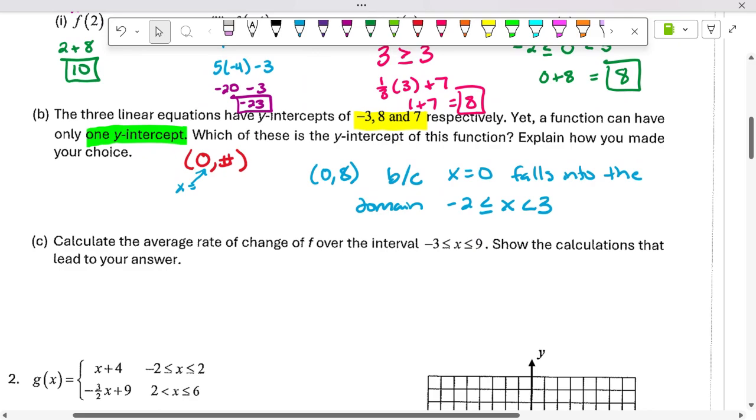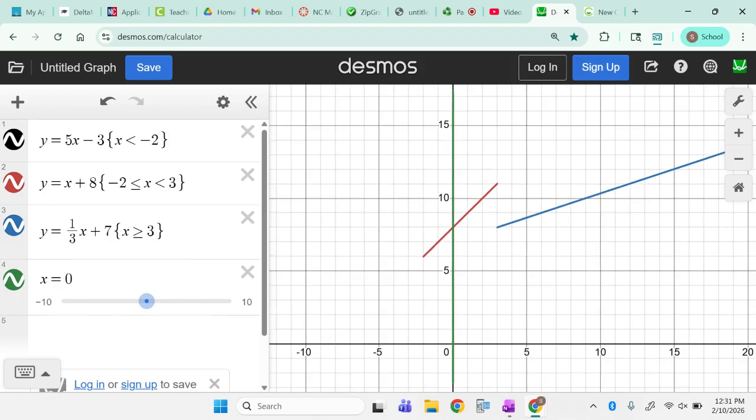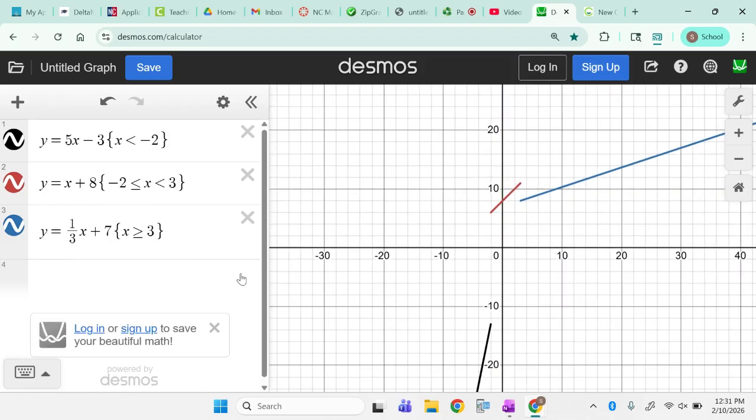Also, if I actually go back and look at Desmos, there is in fact only one y-intercept, and it's right here, still at 8. So guys, if the whole plugging into domain thing is messing you up, by all means, just put it in Desmos. You ain't gonna hurt my feelings if you put stuff in Desmos. I expect you to do that on the EOC. That's why I'm training you now, so when you get there, you'll feel more confident. Okay?